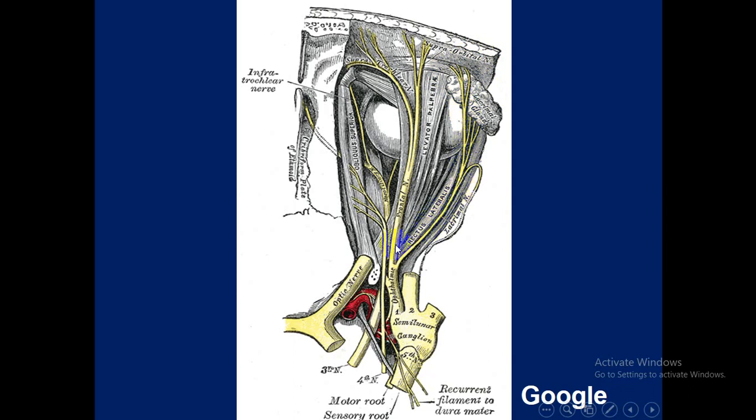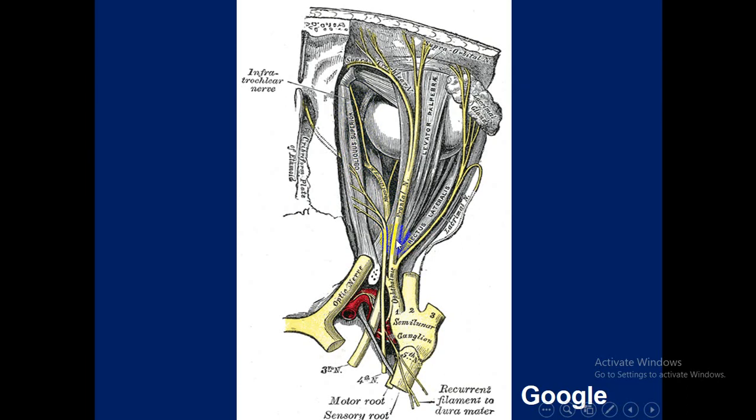Now the third and the last branch of the ophthalmic division of the trigeminal nerve is the nasociliary nerve. It passes through the superior orbital fissure between 2 heads of lateral rectus muscle. Then it runs anteromedially above the optic nerve and below the superior rectus and superior oblique muscles. Then it will be divided into.